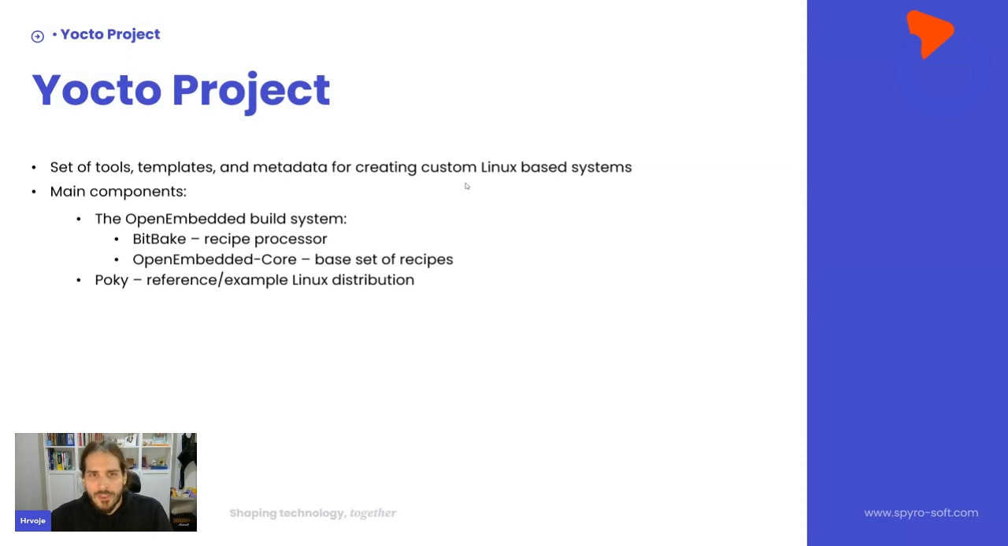And Open Embedded Build System is actually a specific project that is contained within the Open Embedded project and the Yocto project. So it contains two components. One is the BitBake. It's the actual program that is running the build. It's processing these recipes. And the other thing is Open Embedded Core, which is a base set of this metadata and recipes that you can use to build all kinds of packages and Linux kernels and configurations and stuff like that.